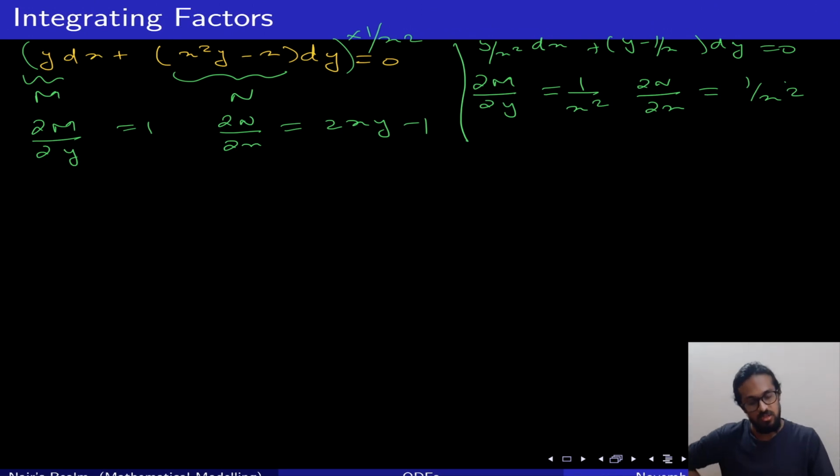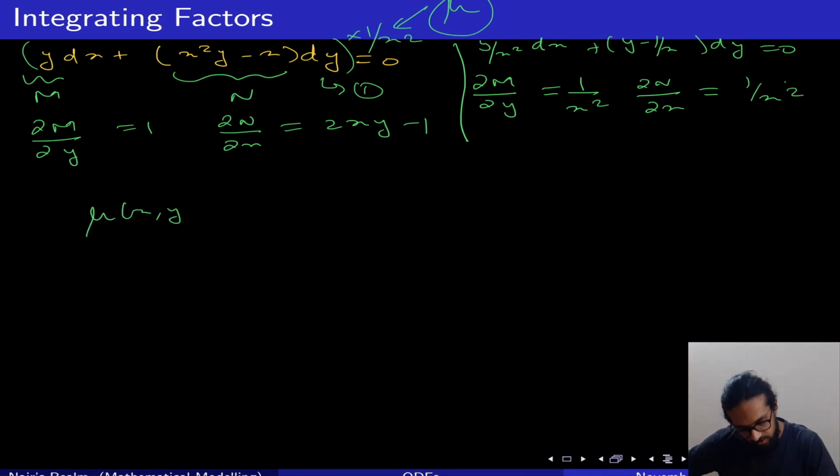So we can see that by multiplying this differential equation by some factor, which we'll call mu for now, we were able to convert it into an exact differential equation. So in short, any such function mu of x comma y, which when multiplied to a non-exact differential equation converts it into an exact differential equation, is called an integrating factor.